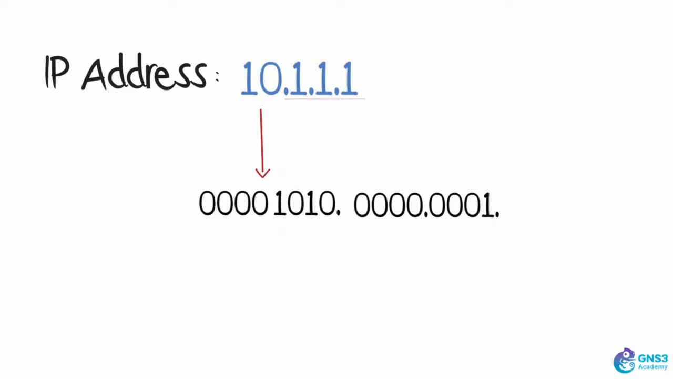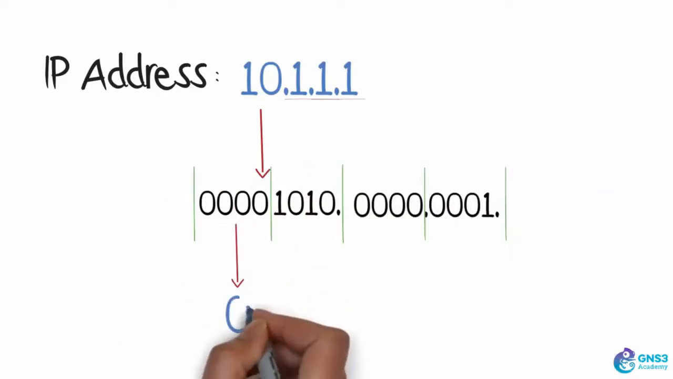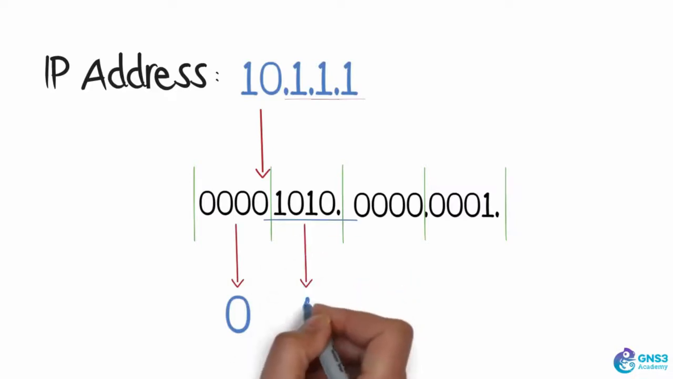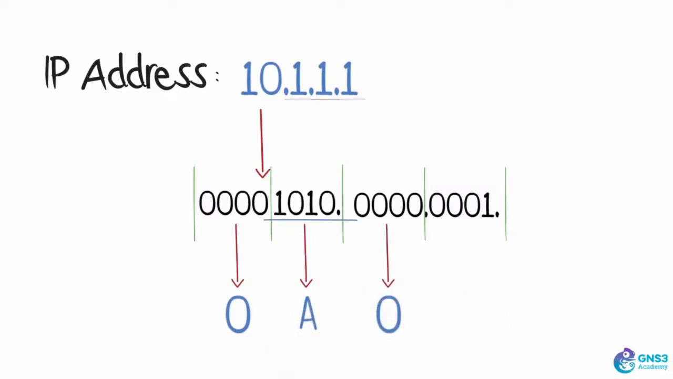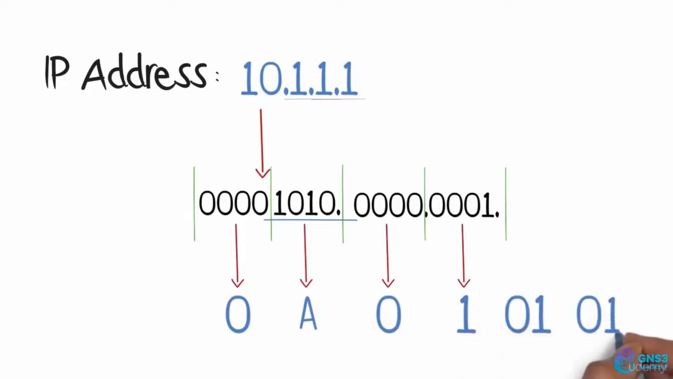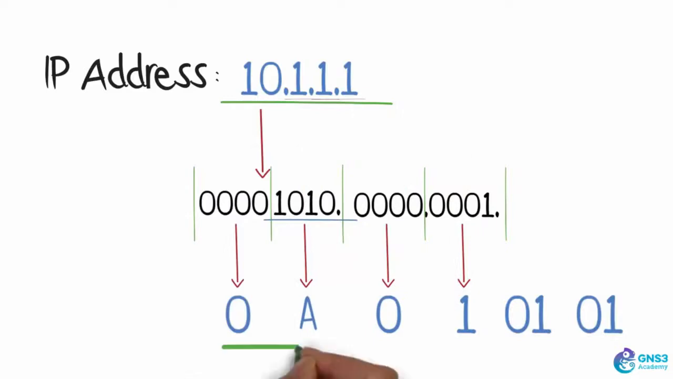So converting to hexadecimal, break these into 4 binary bits. 0 is 0 in hexadecimal. That is 10, so it's an A. This is a 0, and this is a 1. So that's a fairly simple example of how to convert a value like this into the hexadecimal equivalent of values.